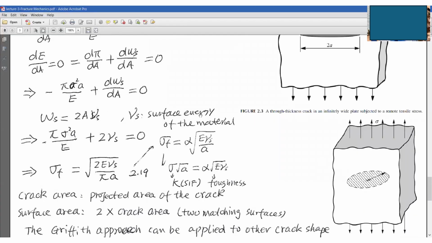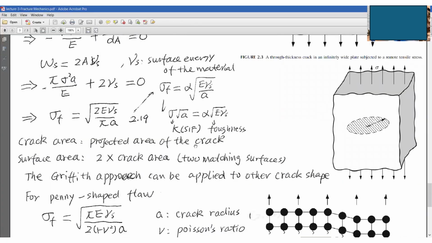This gamma_S is the surface energy of the material per unit area. And then I pointed out the difference between the crack area and the surface area, and how they are different. The crack area is the projected area of the crack, and the surface area is double. Why? Because for each crack, we have two matching crack surfaces, so both of them count. This is called surface area.